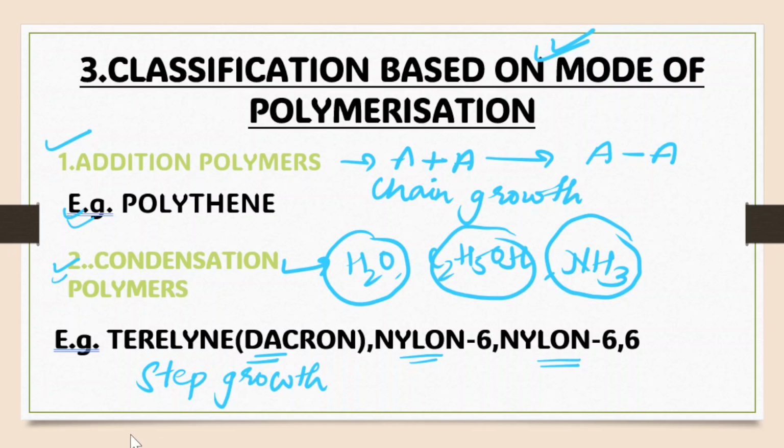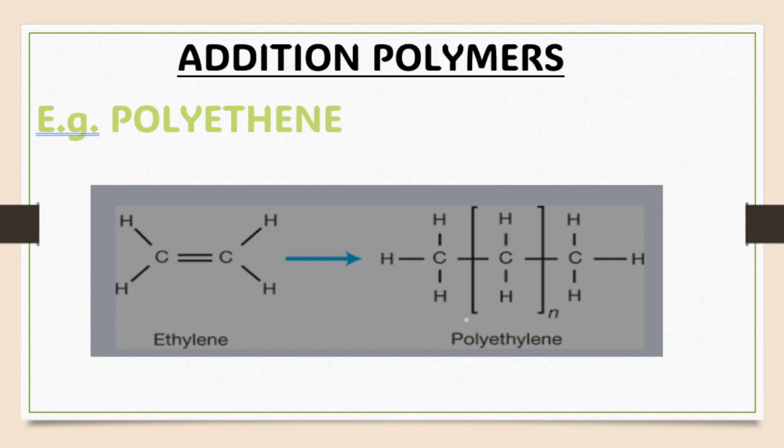Now next we will study addition polymers in detail. Example we have already seen in the previous slide, but still it is a revision. So this is an ethylene molecule, CH2 double bond CH2. So in the polymerization process, the double bond changes to single bond and the polymer is polyethene. This is the way of representation.